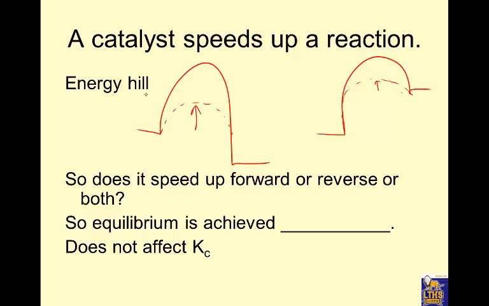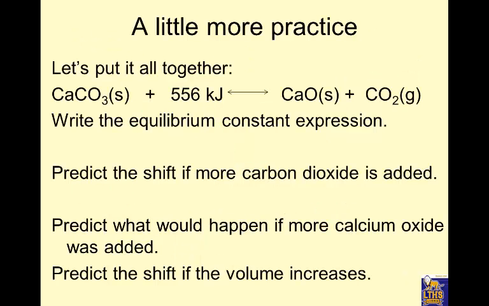But look, this is the forward reaction, this is the reverse reaction. The hill is lower for both reactions. So equilibrium is achieved faster, but adding a catalyst does not affect that constant that we've been talking about, that equilibrium constant. Okay, so let's do a little more practice. Let's put it all together.